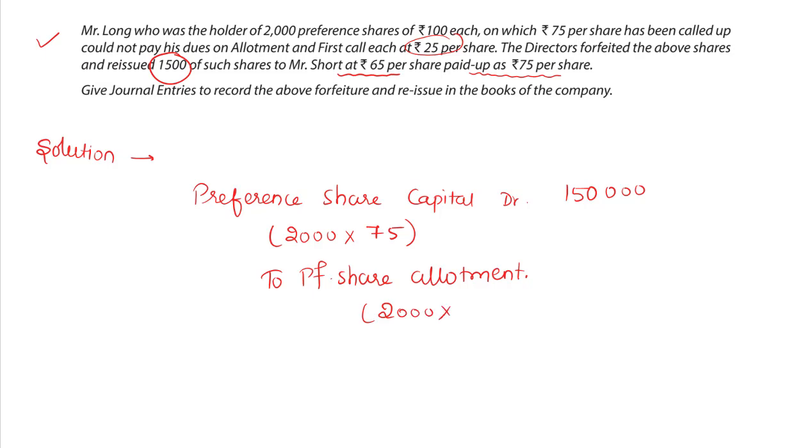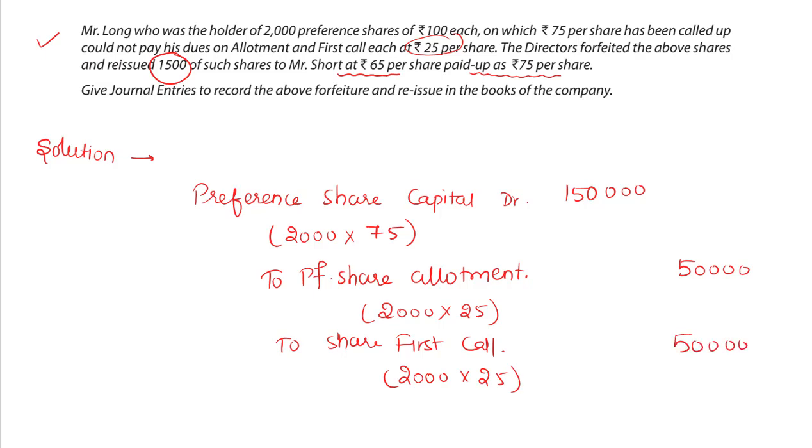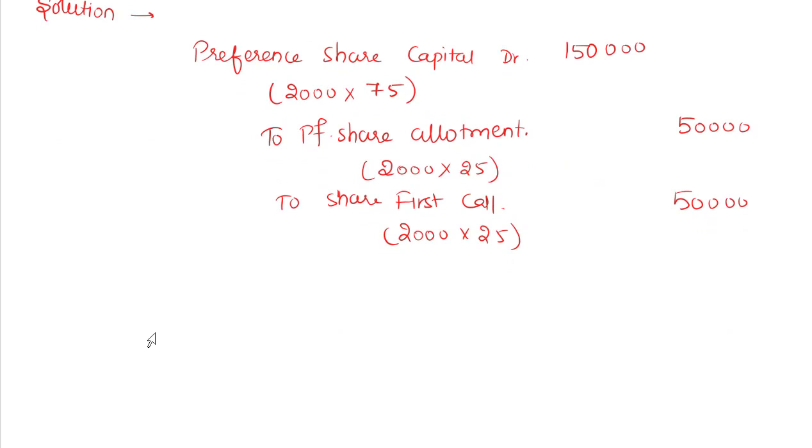2,000 multiplied by 25, 50,000, to share first call, 2000 multiplied by 25, that is 50,000, to forfeited shares, that is 50,000.